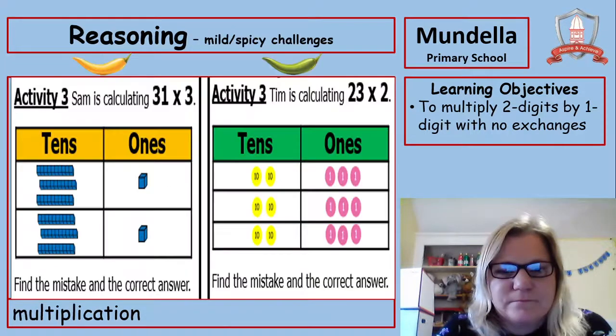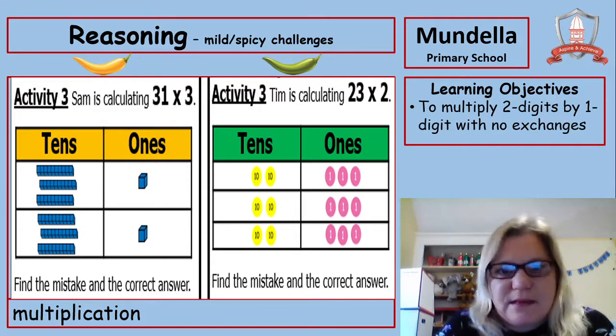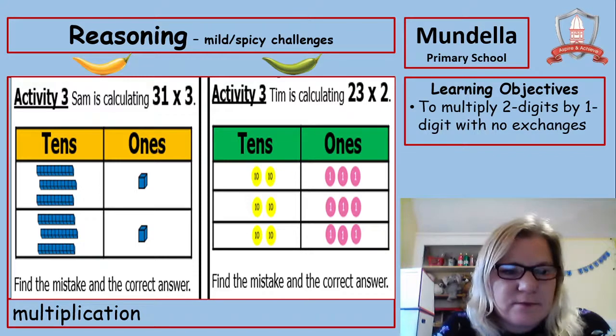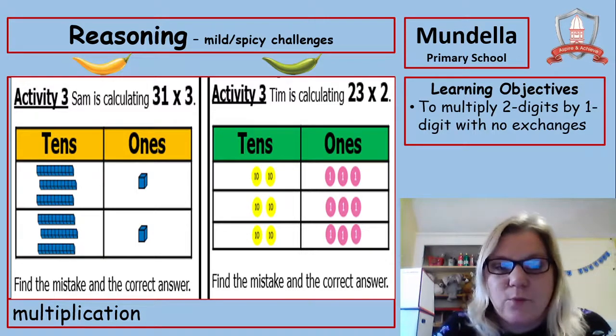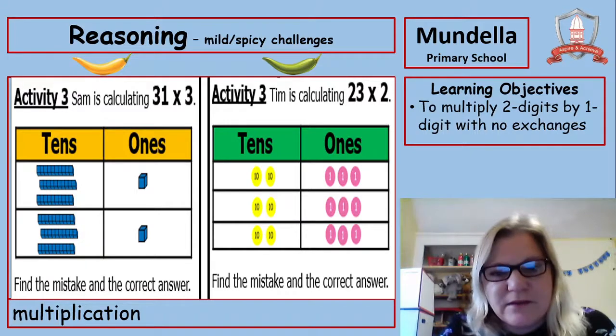Now, reasoning. You're going to be the teacher now. So, for activity 3, you've got some children who are doing some different calculations, but they have made some mistakes. So what you need to do is find out what the correct answer should be. You need to work out what mistake they have made and explain why they've done it wrong. Pause the video now.